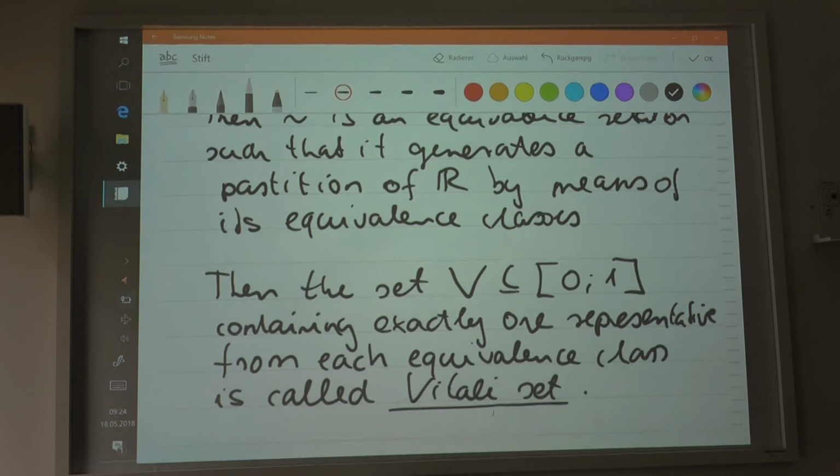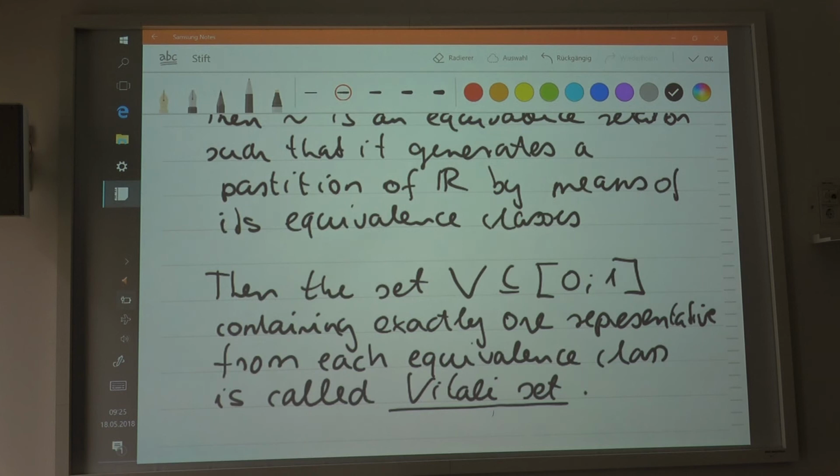Okay? So we're looking at an interval from 0 to 1, and we collect the representatives from each equivalence class, provided that the representatives are from between 0 and 1. Okay, so that's the only requirement that we have. And now we select these representatives. Now the question is, how will we select these representatives? And that is a question which is not relatively easy to answer.